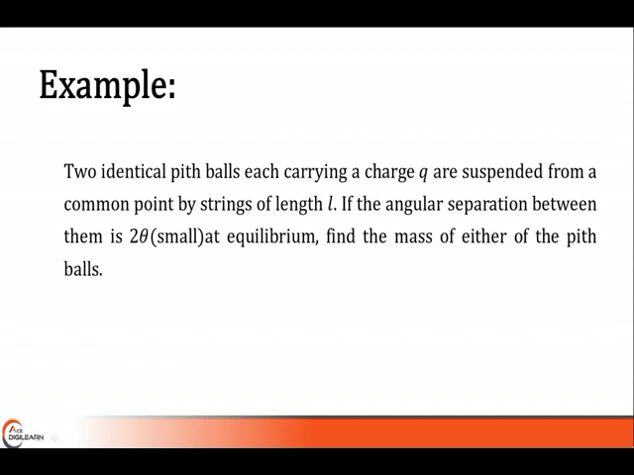Another example. Two identical pith balls, each carrying a charge q, are suspended from a common point by strings of length L. If the angular separation between them is 2 theta, which is assumed to be small, at equilibrium, find the mass of either of the pith balls. Let's get into the solution.